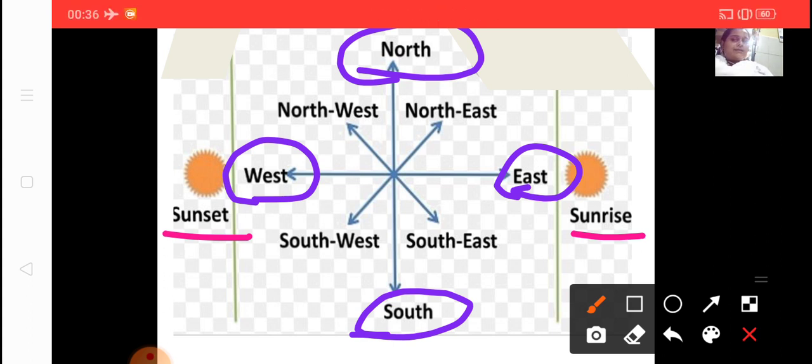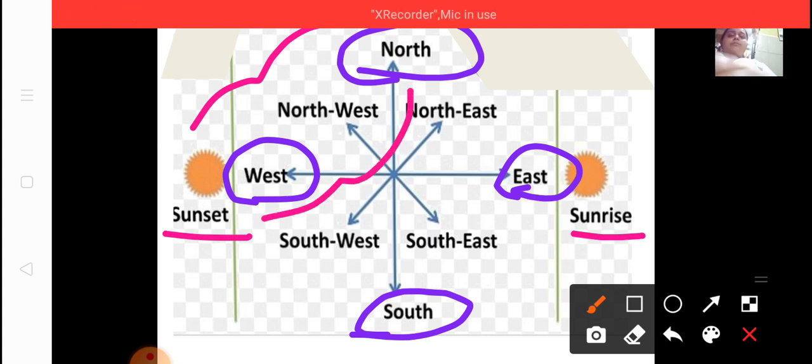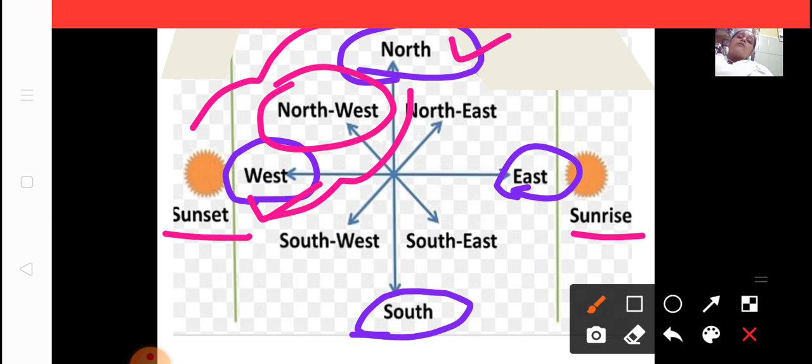Pay attention here carefully. Now between the north and the west, first we are going to see this area. Can you see? We are going to learn about this particular area. The area which lies in between north and west is known as northwest. Easy? So the place or the area which lies between north and west is known as northwest. So this is the first sub-direction.